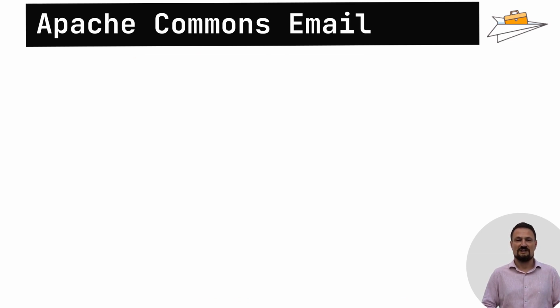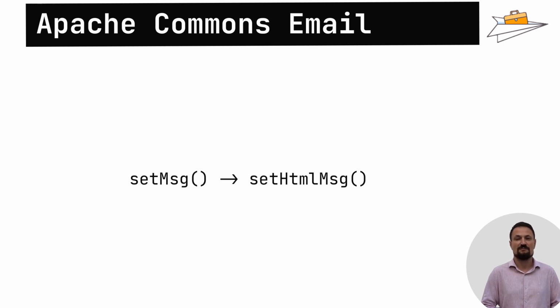Want to send HTML instead? Just swap setMsg with setHtmlMsg. That's it. Apache Commons Email makes sending Java emails easy. No tedious setup, just results.